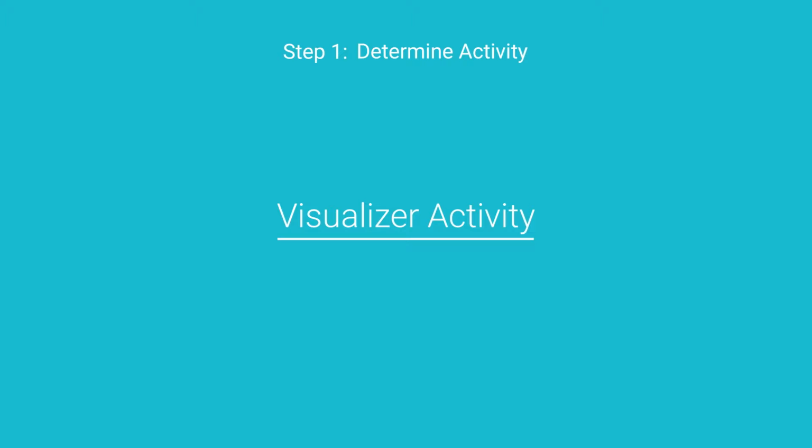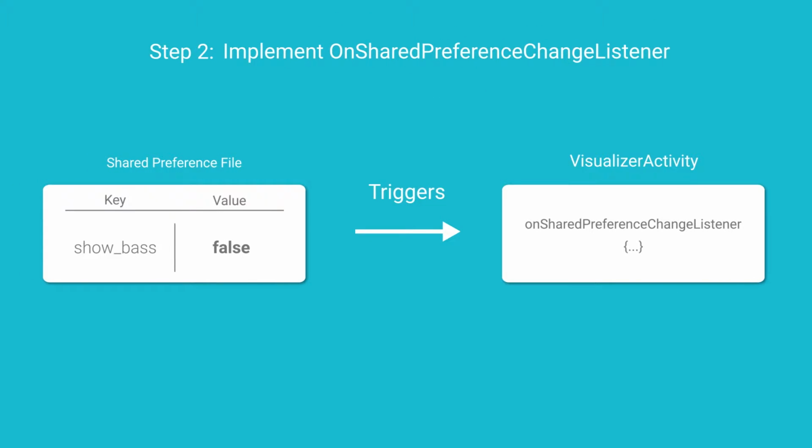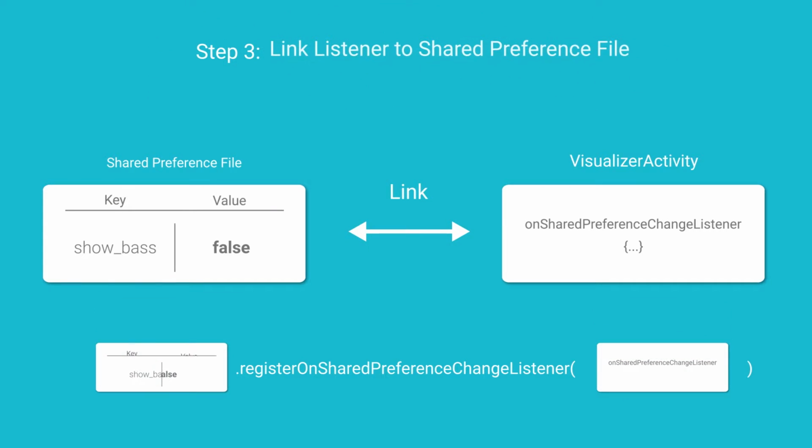First, we determine the activity that needs to get called when the preference is changed. In this case, that's going to be VisualizerActivity. This is because VisualizerActivity is the one whose UI needs to change. Second, we're going to need VisualizerActivity to implement an OnSharedPreferenceChangeListener. This will then require that VisualizerActivity implement a method called onSharedPreferenceChanged, which will be triggered whenever a preference is changed.